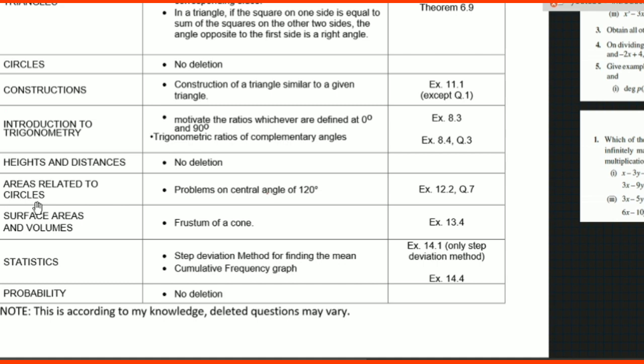And areas related to circles. There are only 2 sums, I think. One example, and exercise 12.2, question number 7 is deleted. Right? Note down all this, children. It is going to help you a lot.